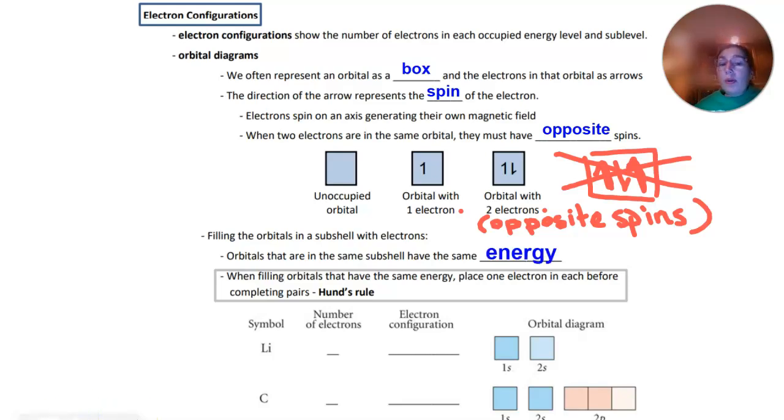So filling the orbitals in a subshell with electrons, how do we do that? Well, orbitals that are in the same subshell have the same energy. For example, all of the 2p orbitals, they're all at that p subshell, they all have the same energy. So when filling orbitals that have the same energy, we'll put one electron in each before completing the pair. So that's called Hund's rule. Sometimes this one's called the empty bus seat rule.